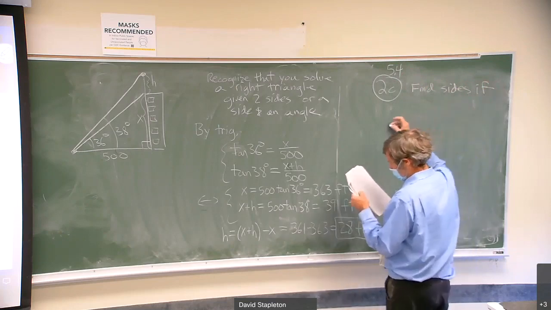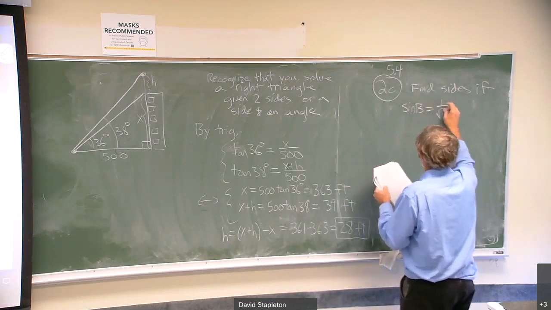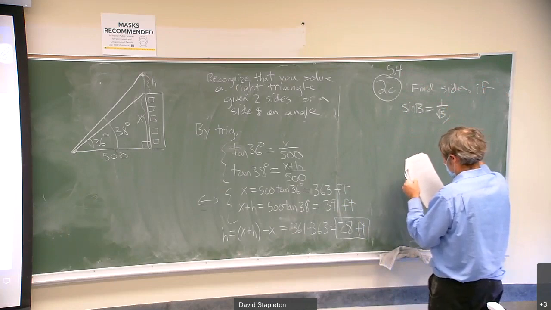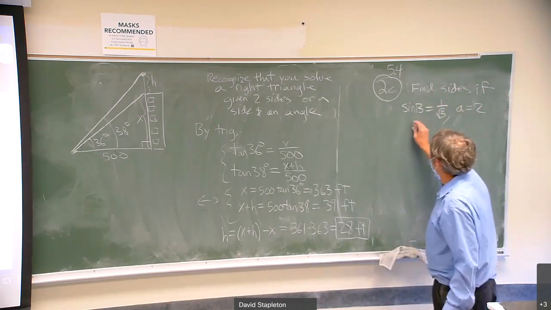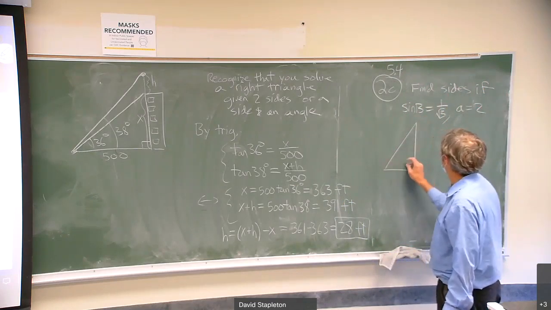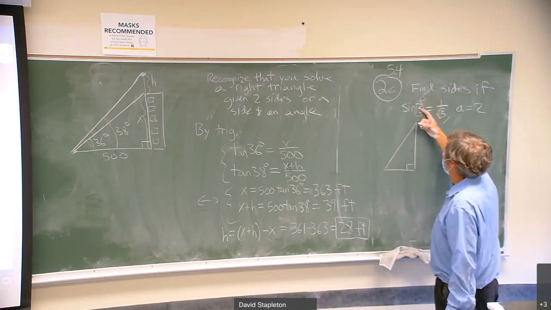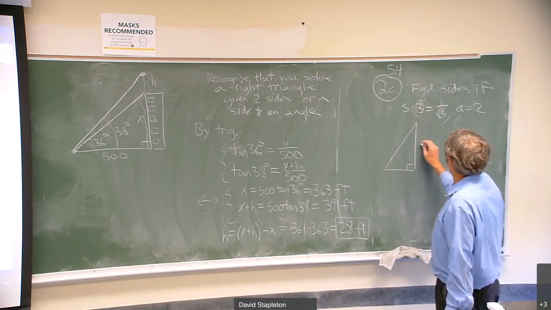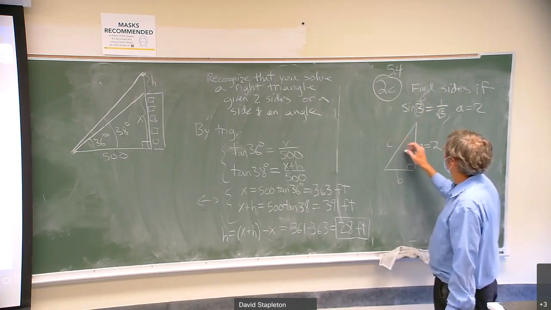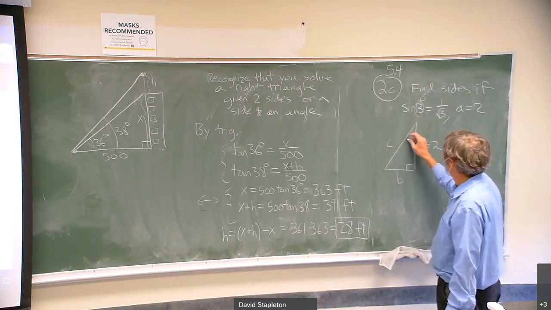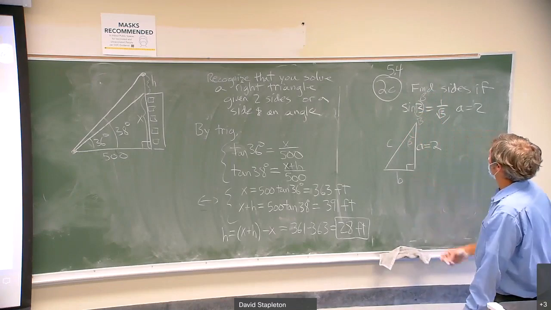If you're given that sine B equals 1 over square root 3, and A is equal to 2. So on these, it really helps to draw the triangle. And here, this B is what I would call theta. It means the angle opposite side B. So if I put A over here equal to 2, then B has to be the other leg, and C is the hypotenuse. And I'll put theta, or B here, capital B, opposite side little b.